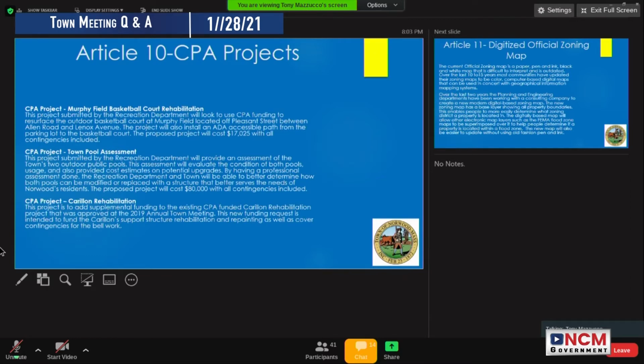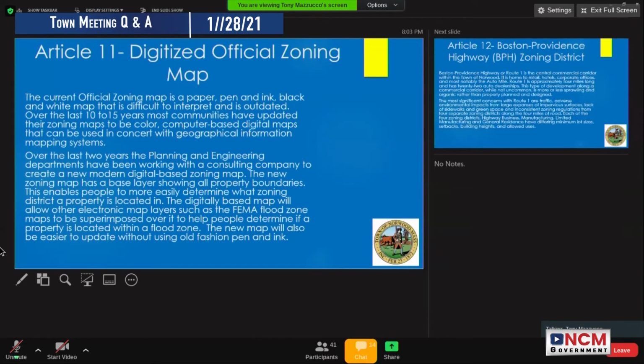All right, we're going to move on to some of the zoning articles. Paul Helkiotis, if you want to unmute, I can give a brief overview of these, and then you are certainly our resident expert on zoning as our town planner. Paul, do you want to give the overview for Article 11, or would you like me to do it?